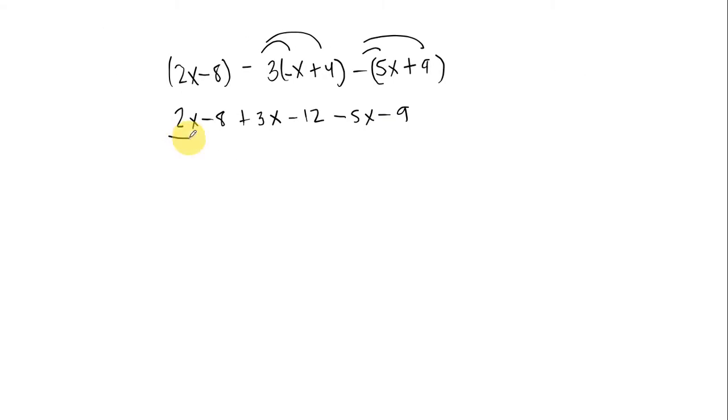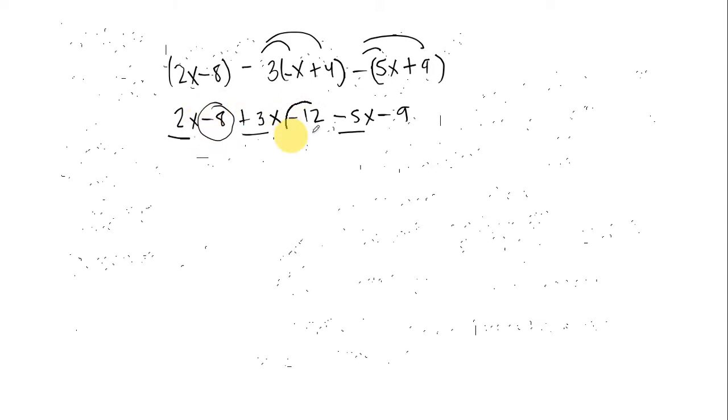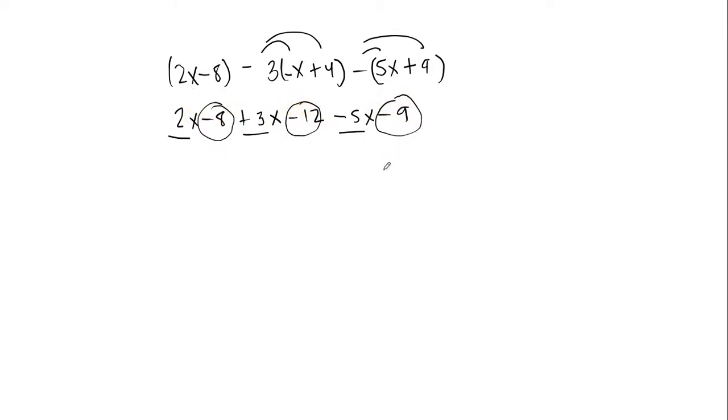Combine like terms, I have 2x, positive 3x, negative 5x. Well, that actually will all cancel out. 2x plus 3x is 5x, minus 5x is 0. We have negative 8, negative 12, negative 9. And that would give me negative 29. Okay, so that's adding, subtracting, multiplying. Just remember you do box method or FOIL, rewriting polynomials, simplifying them all the way.